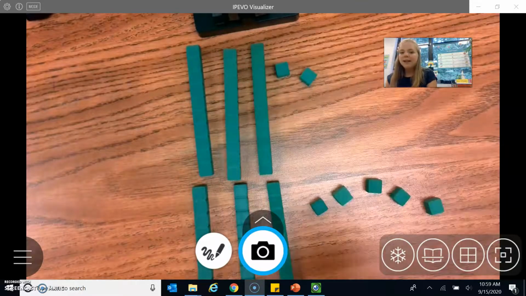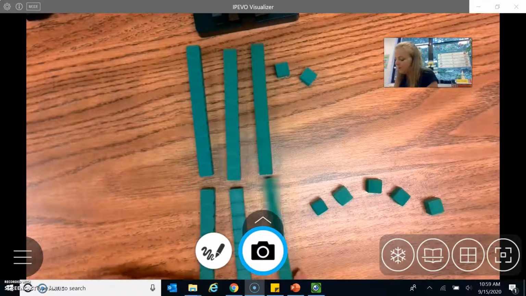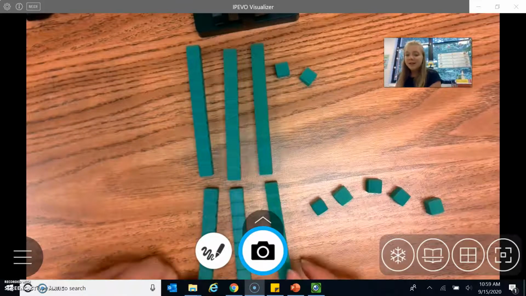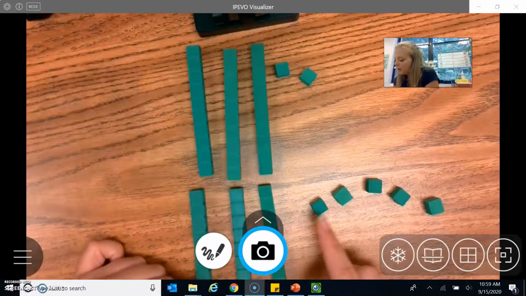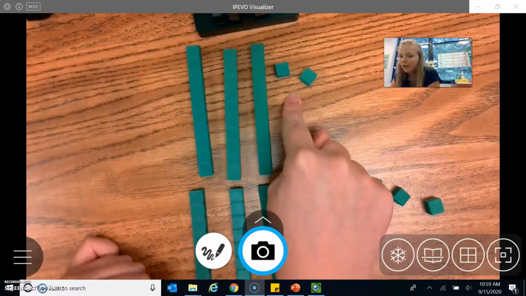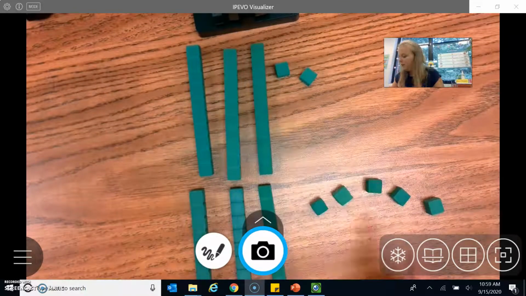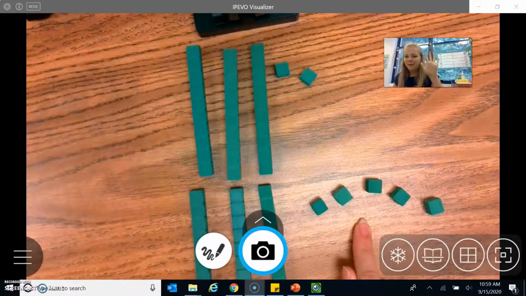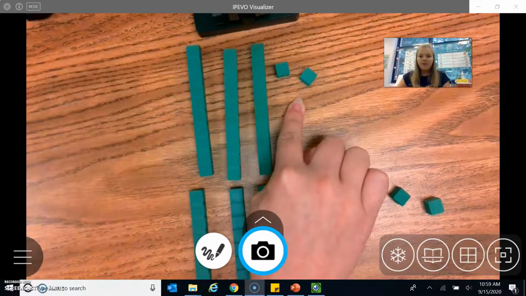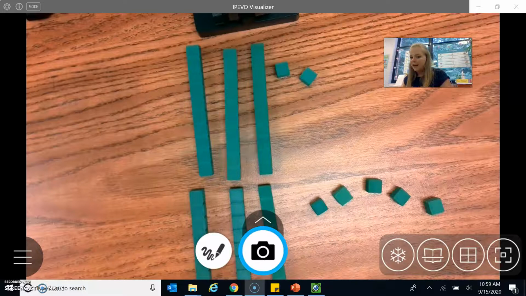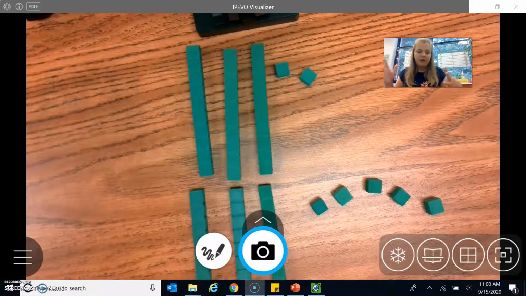So right away I see that I have the same number of 10s, so I can't use that to help me figure out which one's the biggest number, but let's look. Up here I have 2 ones, 32 is 2 ones, 35 has 5 ones. So what do you think is greater? 5 is greater than 2, so that means 35 is our greatest number. Okay, 35 is our greatest number.